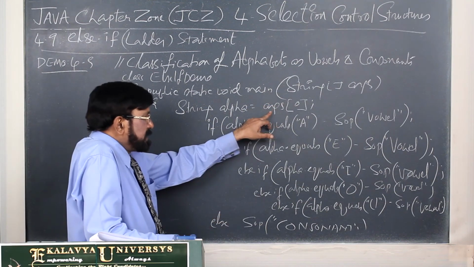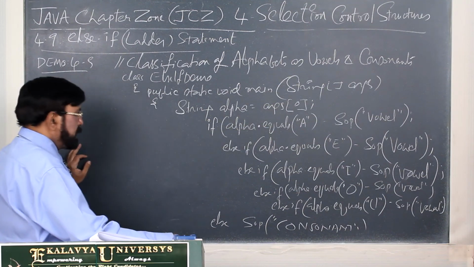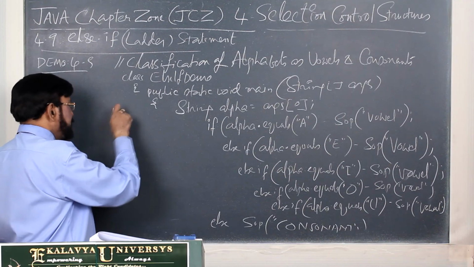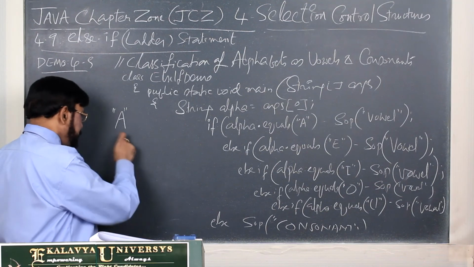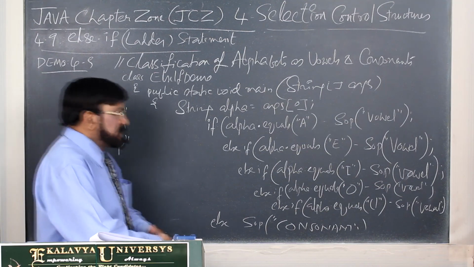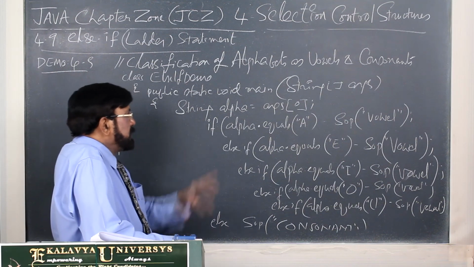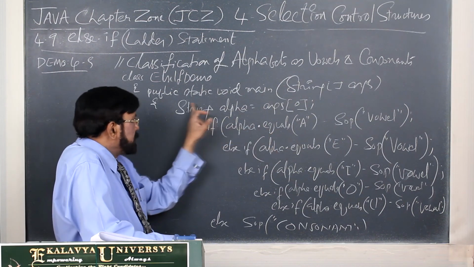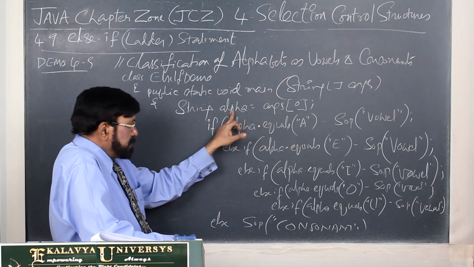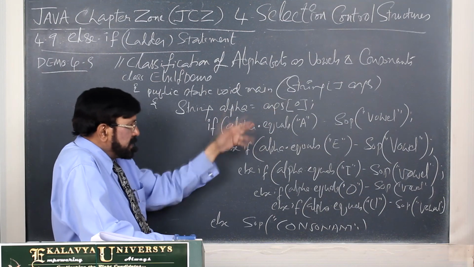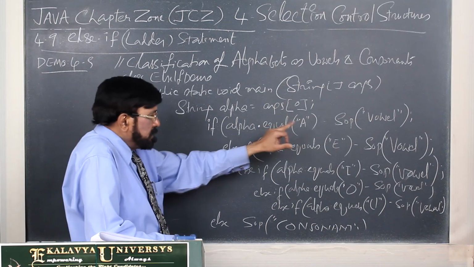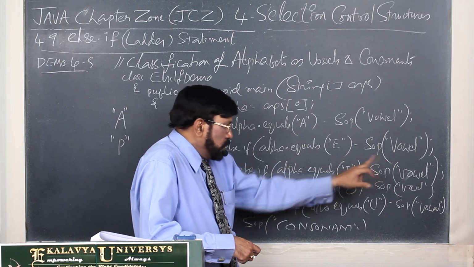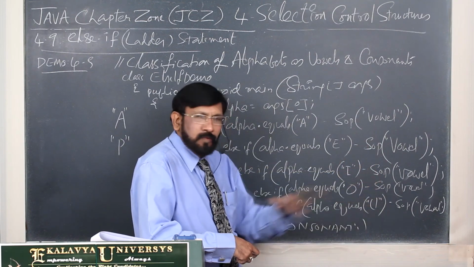Now this technique I already told you. Whatever character you enter at the command line, suppose you entered A, it will never be treated as a character, it will be treated as a string. You entered P, then also it is converted to a string. That's why we have to make a string-wise comparison. For that, I already introduced the method, and this is an instance method belonging to the String class. Alpha is a variable name, and whatever character you enter, alpha.equals("A"). If it is true, vowel; E vowel, I vowel, O vowel, U vowel.